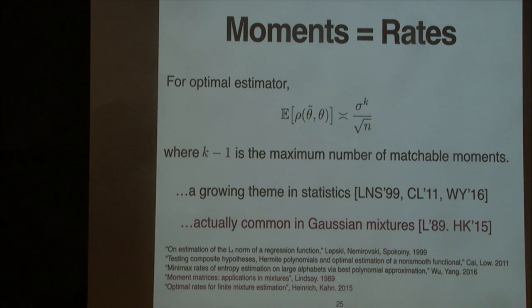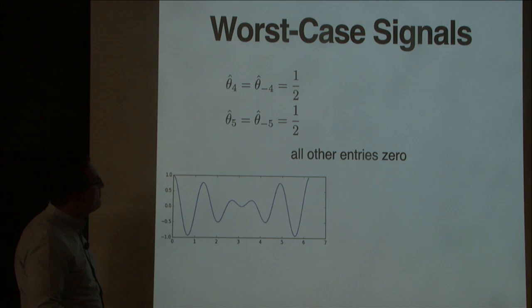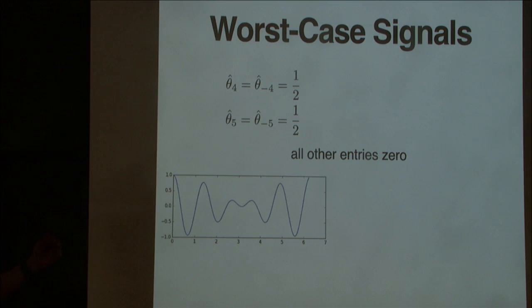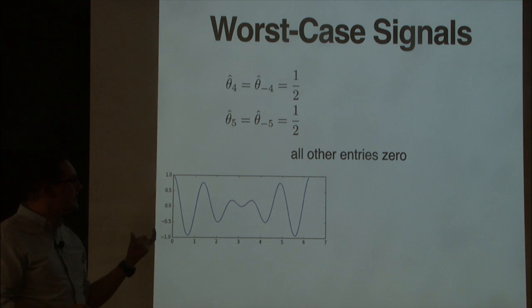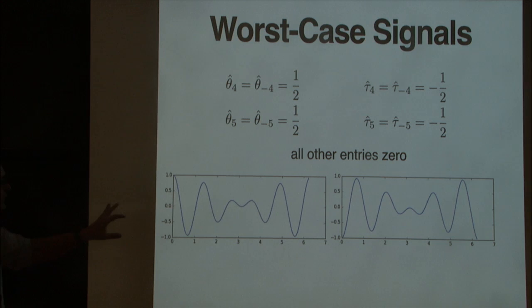Now I want to understand what kind of signals I can actually distinguish using low order moments. Here's a signal, theta. It looks like this. I chose it so that there are only four Fourier coefficients that are non-zero. There's really just two. It's a symmetric and real signal. The way I'm going to construct a signal that I cannot distinguish well from this one is by just flipping the image, which means changing the sign of the Fourier coefficients. This is what it looks like. I made this animation so you can see that they're not the same, because it's a little bit of an illusion.